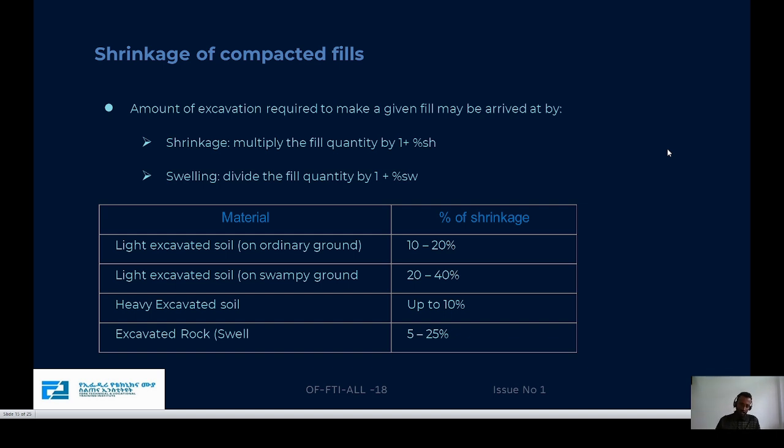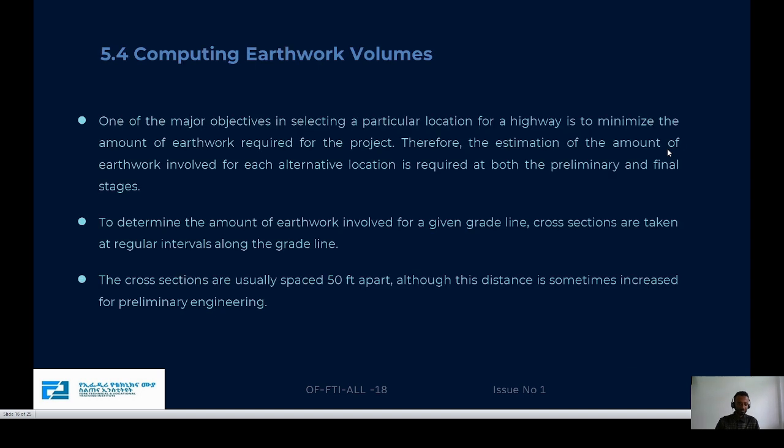swelling factors. Mostly we see them in tables. For light excavated soils on ordinary ground, the shrinkage value is 0 up to 20%, and for other light excavated soils, 20 up to 14%. Heavy excavated soils decrease up to 10%. Heavy excavated means the density is very high. For excavated rocks, the rocks swell and have a very small amount of shrinkage, about 5%.